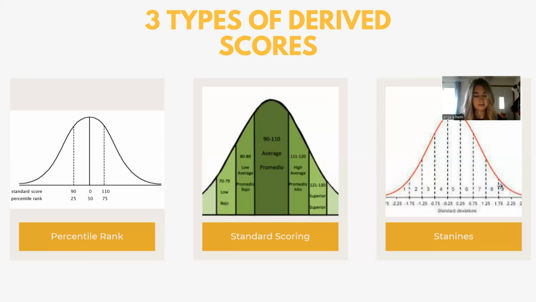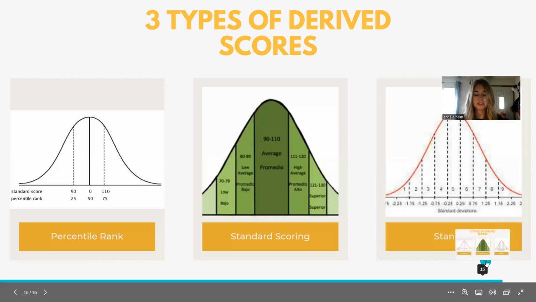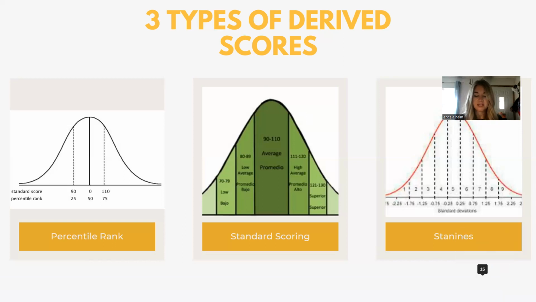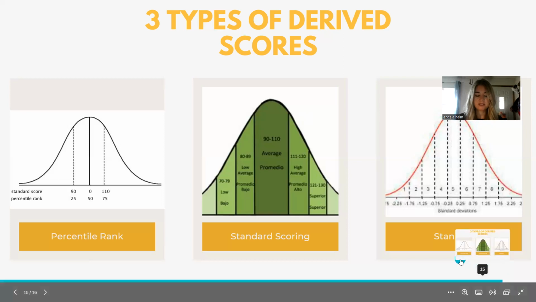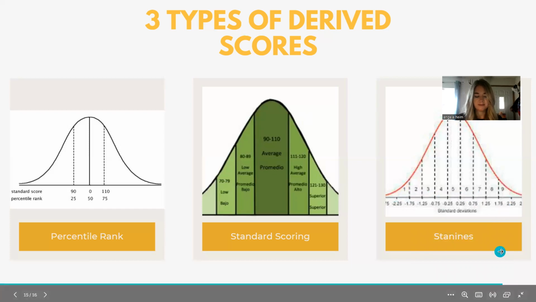Stanines. It shows how one student's results compare to others of the same age. It's divided into nine scores, or standard nines, each 0.5 standard deviation in width. The highest is the 9 and the lowest is the 1. And they're not all the same size.